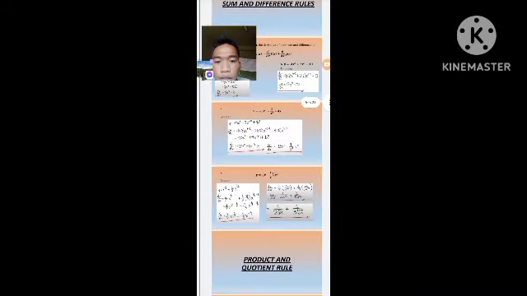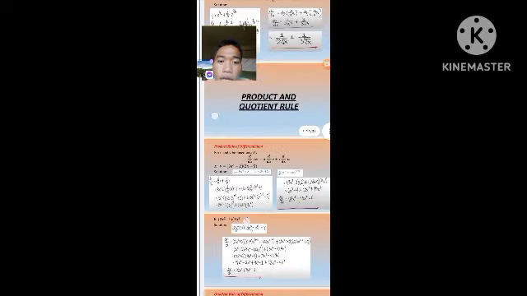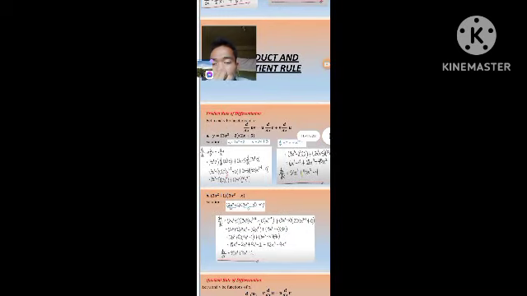And then this is the example. So we have the product and quotient rules. First, the product rule of differentiation. Let u and v be functions of x. So d over dx of uv is equal to u times d over dx of v plus v times d over dx of u.